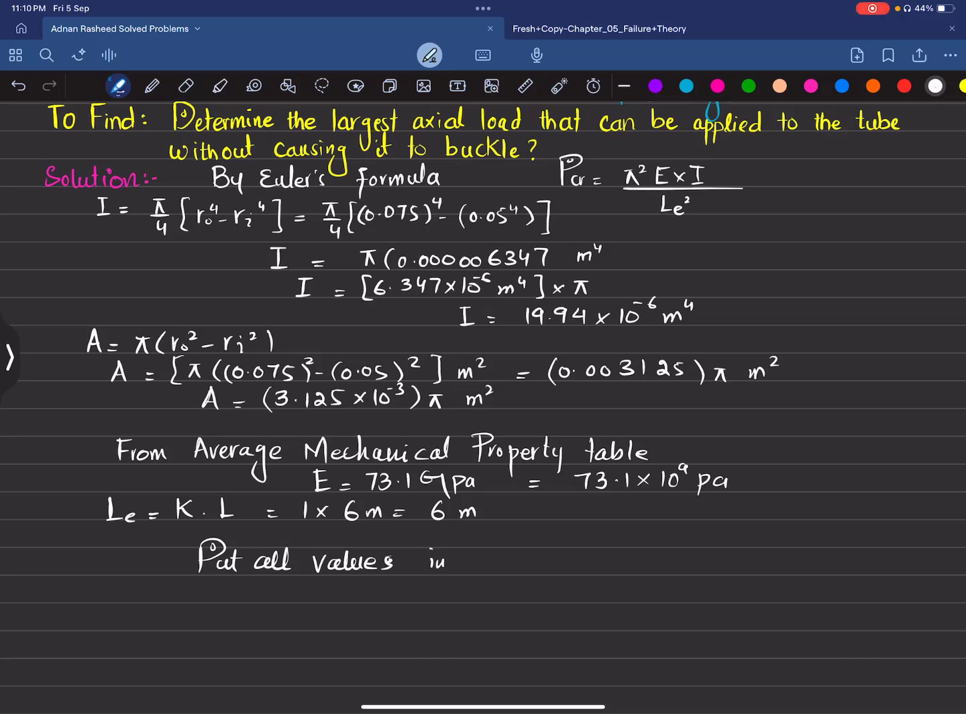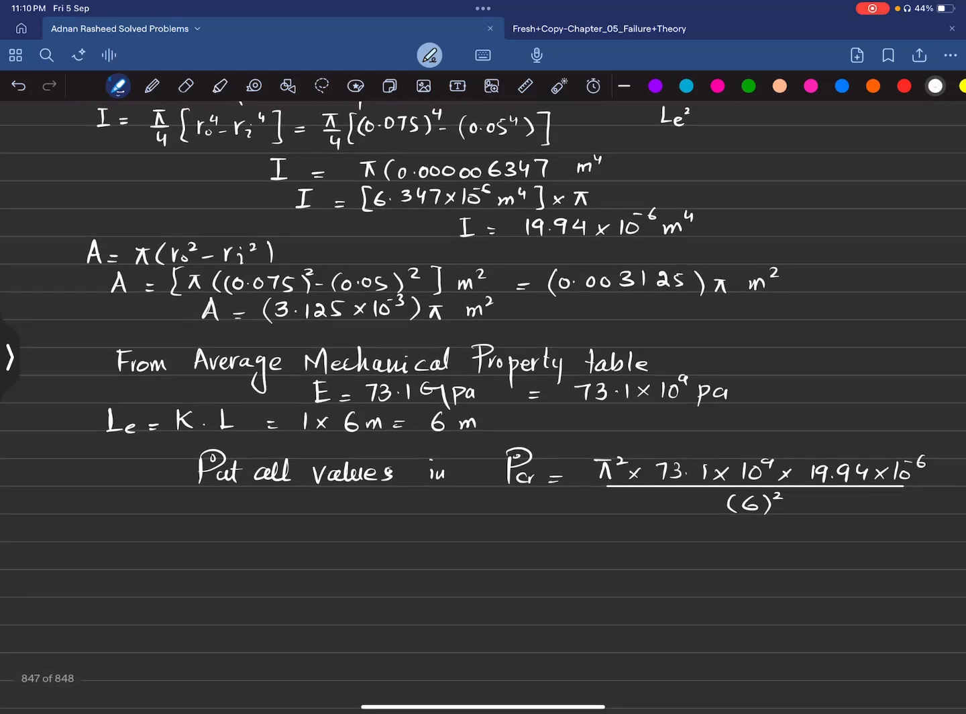in P critical. So you will get pi square multiplied by E, which is 73.1 into 10 raised to power 9, multiplied by I, which is 19.94 into 10 raised to power minus 6, divided by this length, which is 6. So L square is 6 square. Okay, now we will solve this.